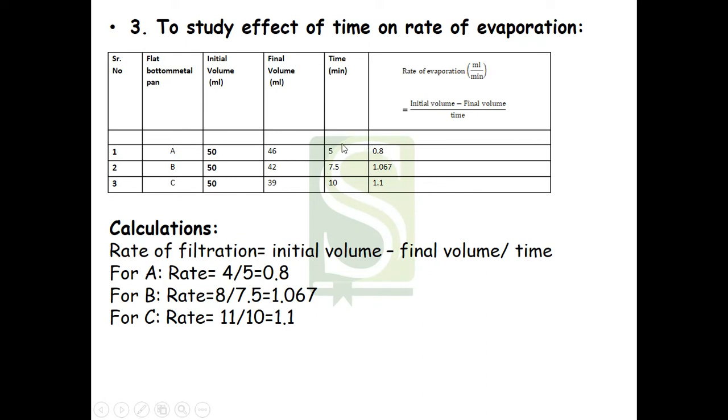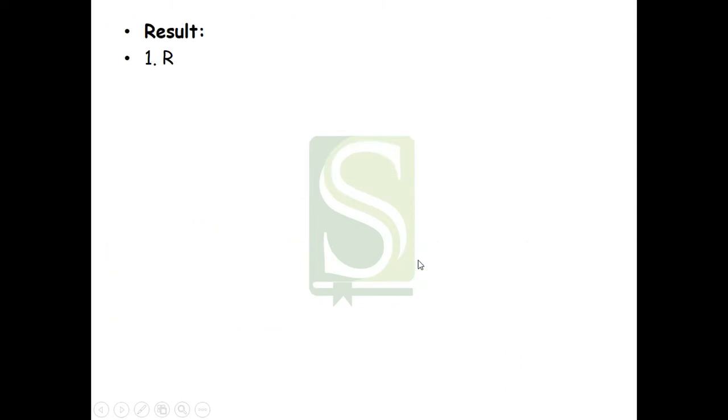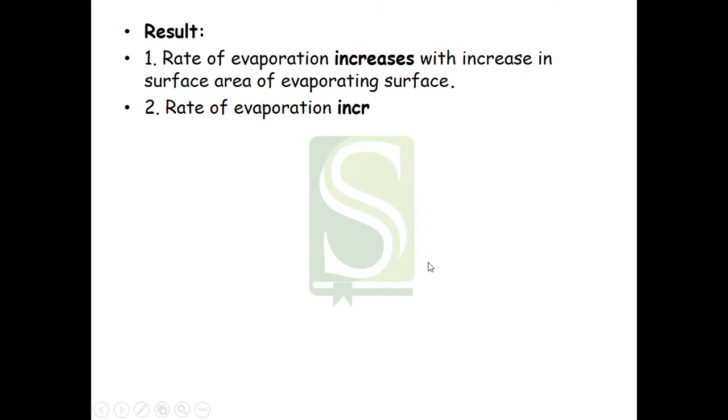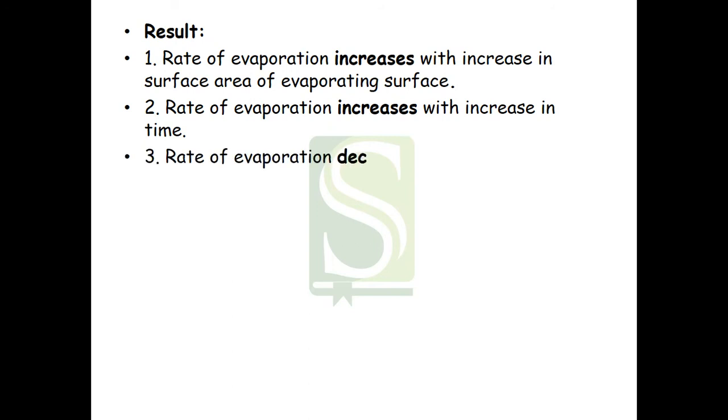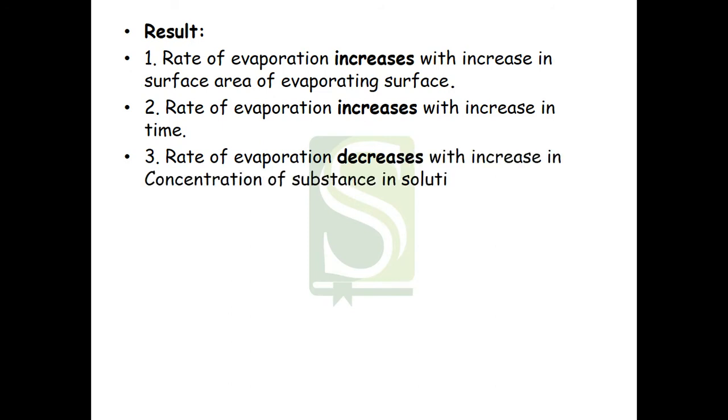Now if you just look at these two columns, you can easily tell that by increasing the time for which you allow the evaporation to occur, the rate of evaporation also increases. So this is the simple observation. In the result, we will just report that rate of evaporation increases with increase in the surface area of the evaporating surface, rate of evaporation increases with increase in time, and rate of evaporation decreases with increase in the concentration of the solute in the solution, right?